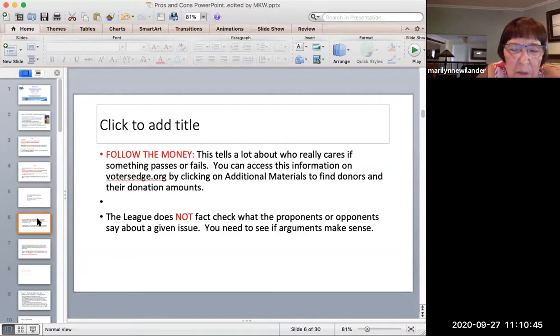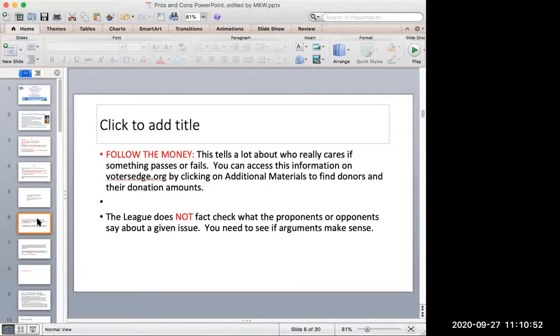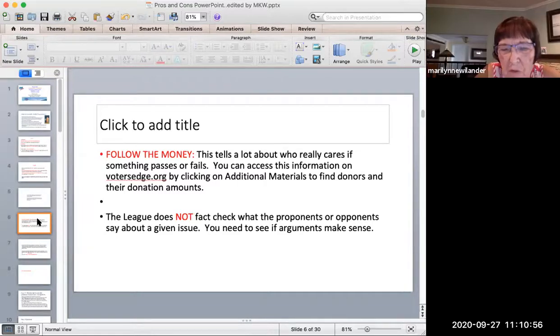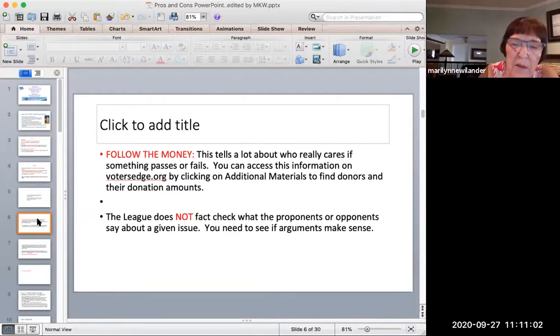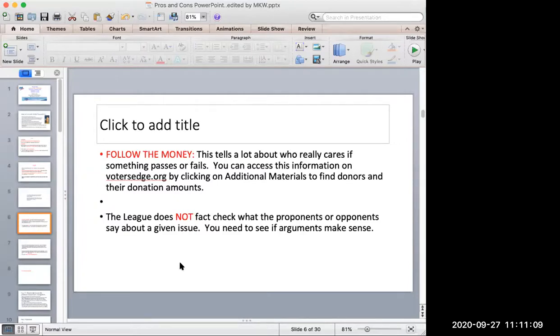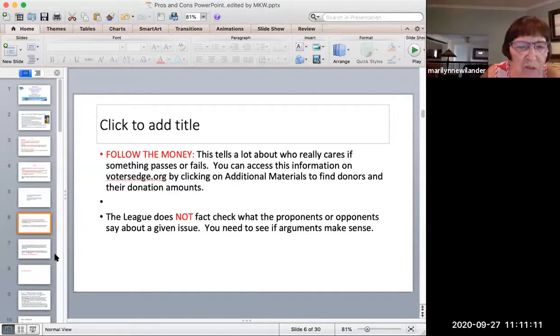One of our big expressions in the League is follow the money. It tells you a lot about who really cares if something passes or fails. Sometimes it's because people just care about something. I'm sure most of you here donate money, but you probably don't donate millions or 100,000 or whatever. So looking at how much money they're donating gives you a lot of information. As I said before, the League does not fact check what the proponents or opponents say. See if it makes sense to you.